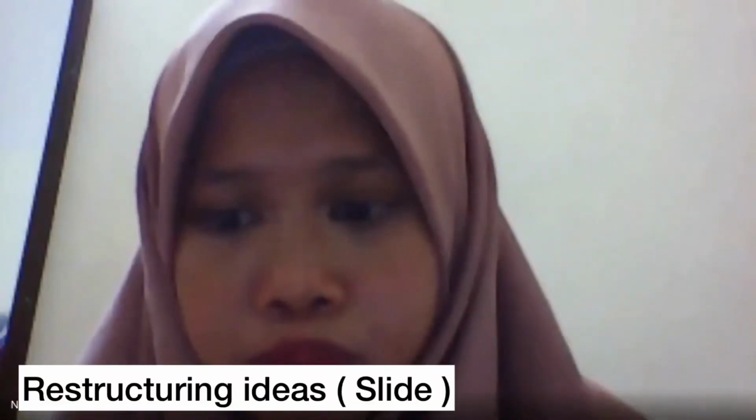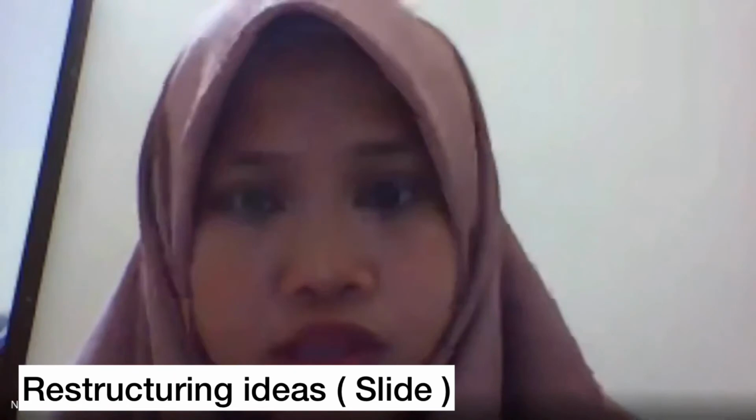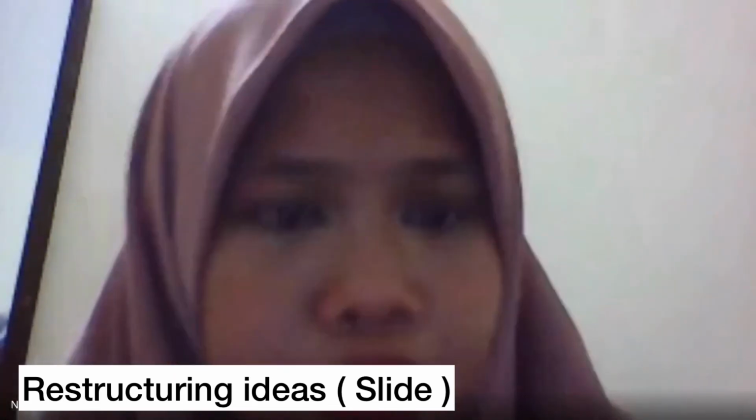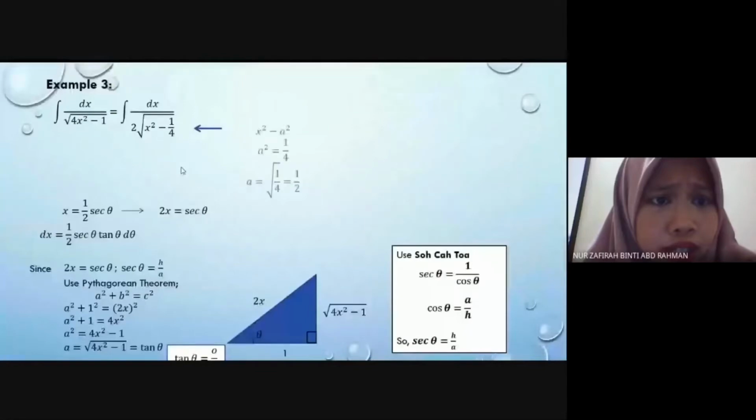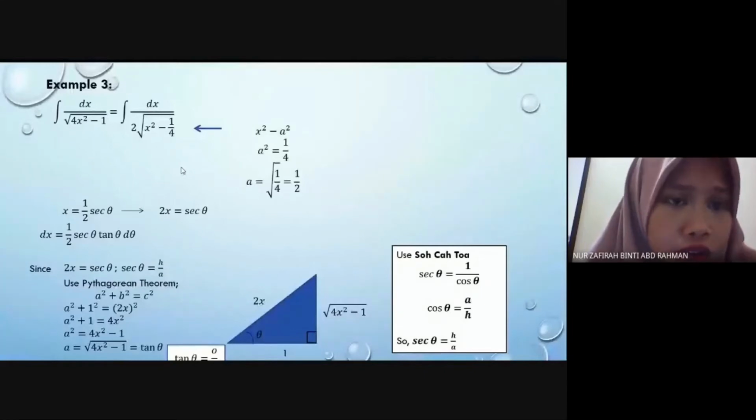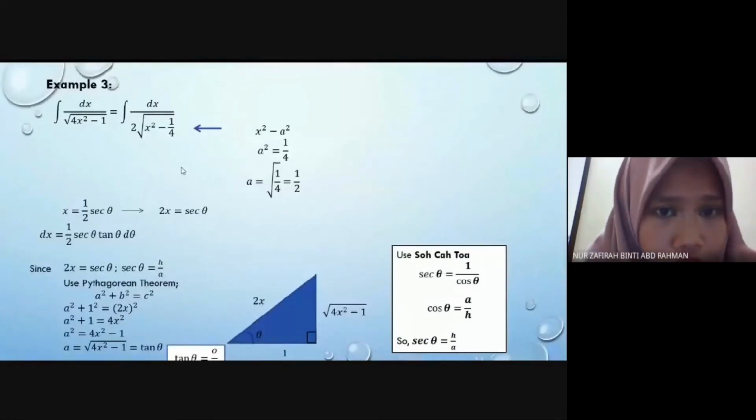Okay, right now we proceed with example 3. For example 3, the question is to integrate dx over square root of 4x squared minus 1. We integrate this by factoring the denominator, so it will become the integral of dx over 2 times square root of x squared minus 1 over 4.